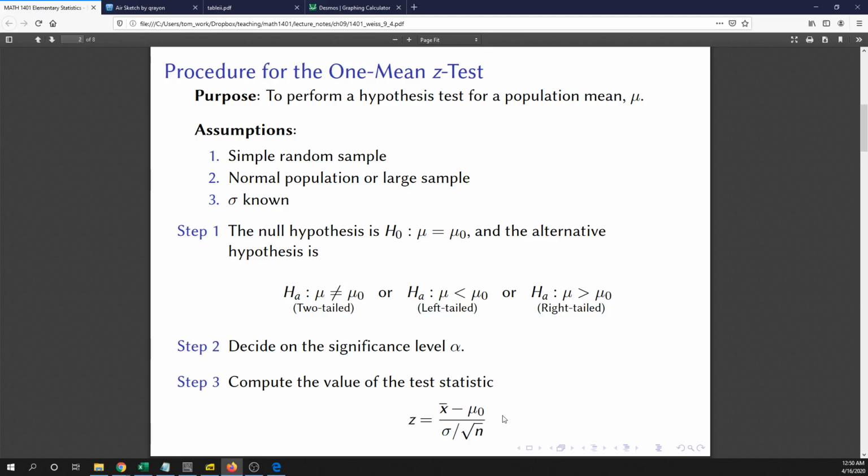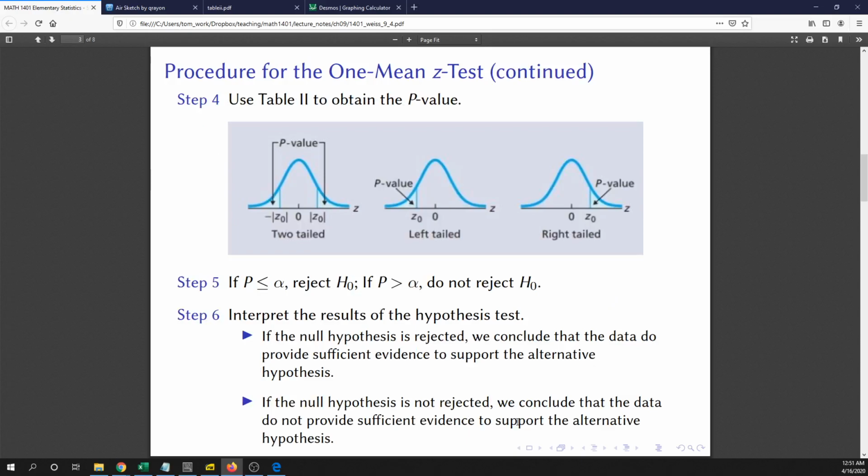Next up is to compute the test statistic, and so that would be z equals x bar, that's the sample mean, minus mu naught, that is the number here in the null hypothesis. And that's divided by sigma, the population standard deviation, divided by the square root of n, which is the sample size. Okay. All right, so you'll get some number for that, and that's the number that you get is this z0 in this picture here.